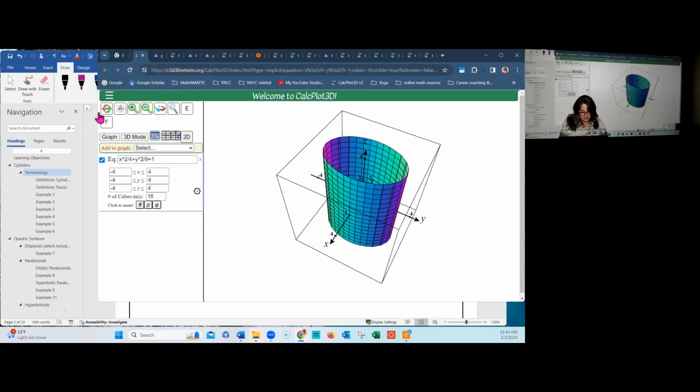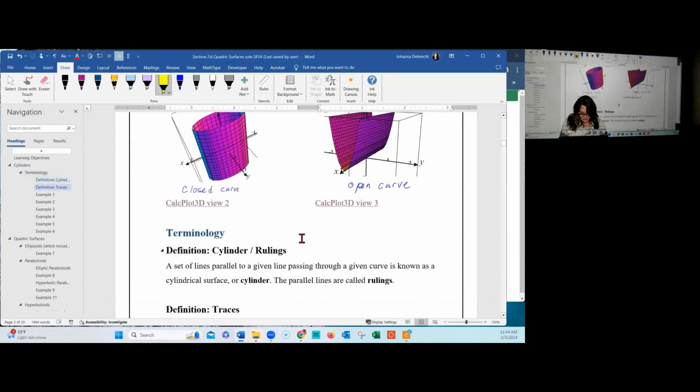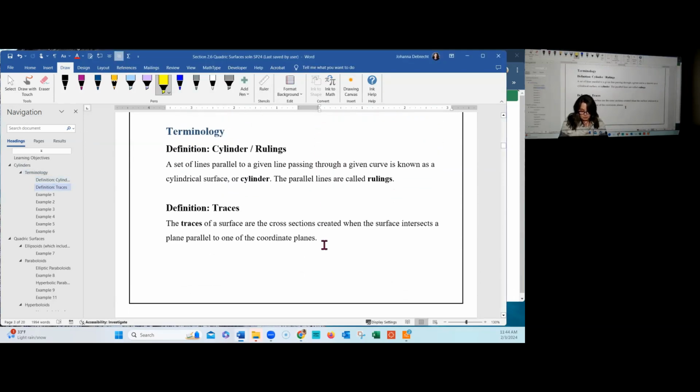Now let's go ahead and move on to another shape. We've defined what the cylinder is. The cylinder is a sort of two-dimensional shape that's being pulled along sets of parallel lines called rulings, and that creates the cylinder. Now let's talk about what a trace is.